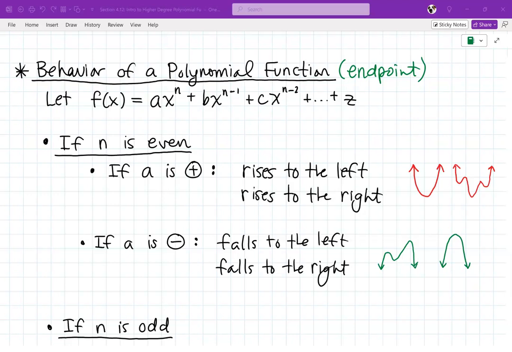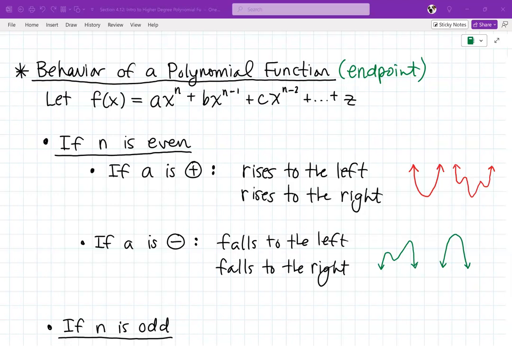So we're going to talk about the endpoint behavior of a polynomial function. So there's going to be times where they're going to give you an equation and they're going to say, okay, tell me what happens at the endpoints, like towards the left and towards the right. What is this graph doing? Is it rising or is it falling? Okay, so by definition, you're supposed to be given a polynomial. So that's what that means. Let f of x equal ax to the n plus b times x to the n minus 1, etc. They're just saying, look, you got a polynomial. Okay? So let f of x be this polynomial.